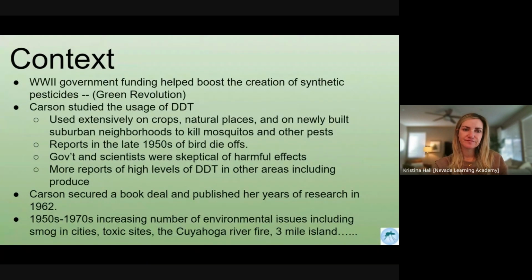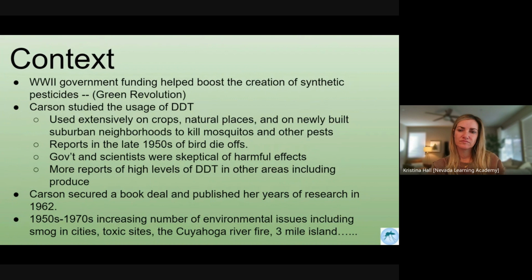confused with environmentalism. The Green Revolution was the adaptation of synthetic pesticides and fertilizers that helped increase crop yields. One of those pesticides that had a variety of uses was DDT, which was the focus of Rachel Carson's scientific study. From the 1940s to 1960s, DDT was sprayed extensively on crops, natural places, and in neighborhoods, especially the new suburban neighborhoods like Levittowns, that were built on previously undeveloped land. DDT worked on pests like mosquitoes, so it seemed like a miracle chemical at first.